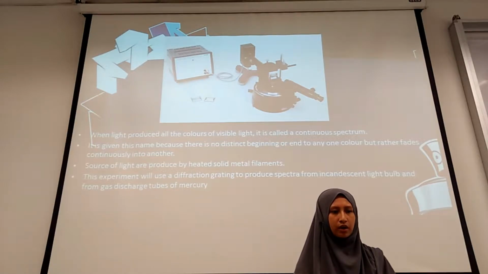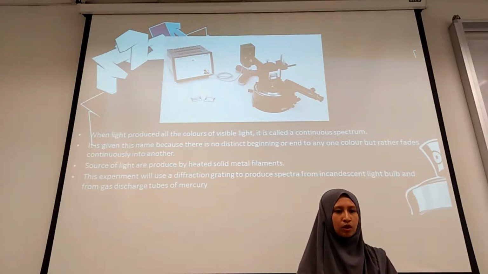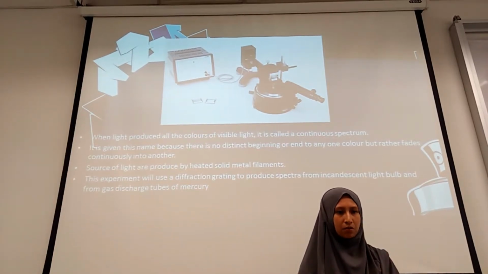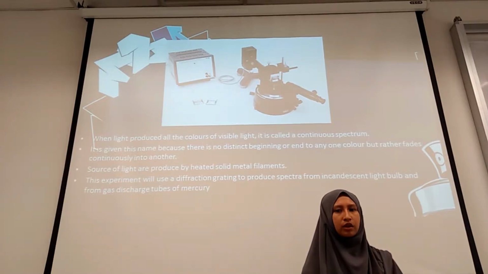The source of light is produced by heated solid metal filaments. This experiment will use a diffraction grating to produce spectra from an incandescent light bulb and from a gas discharge tube of mercury.